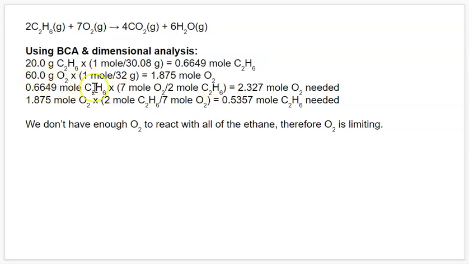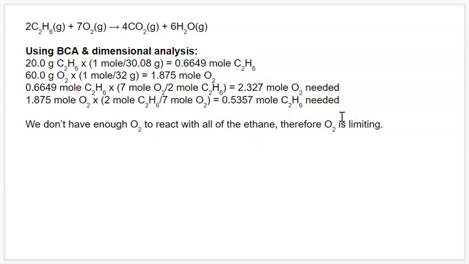So I take my moles of ethane, and I figure out how much oxygen I would need to react with all of it. So in order to react all 0.6649 moles of ethane, I'm going to need 2.327 moles of oxygen, which we could already tell something from this, because this is more oxygen than we have. And then for the oxygen, the 1.875 moles of oxygen, do 2 over 7 for the ratio of oxygen to ethane, and I end up with 0.5357 moles of ethane needed.